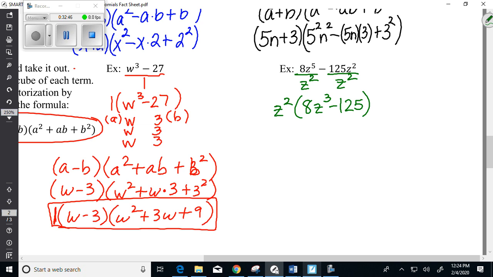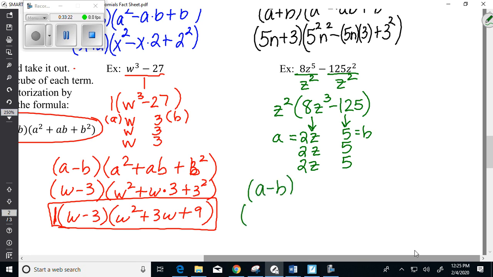Go inside the parentheses and do a little work. 8z to the third. 8 is 2 times 2 times 2. Z to the third. Z times Z times Z. 125. 5 times 5 times 5. Again, you don't have to worry about the sign. The formula takes care of it. So 2z is the A portion, 5 is the B portion, and now we're ready to do some work.